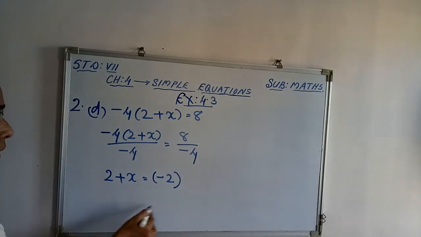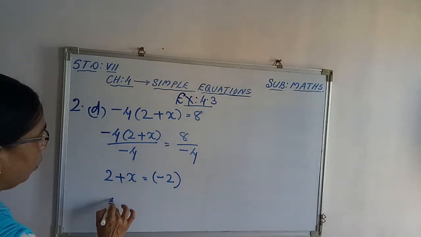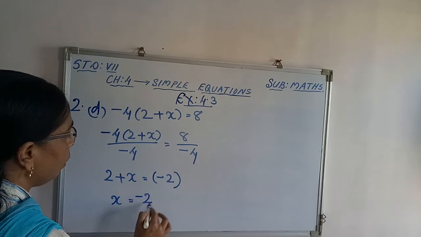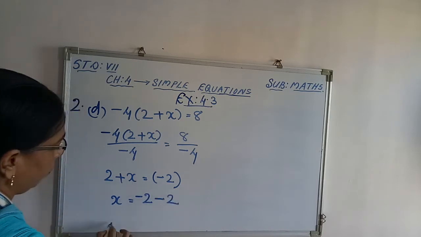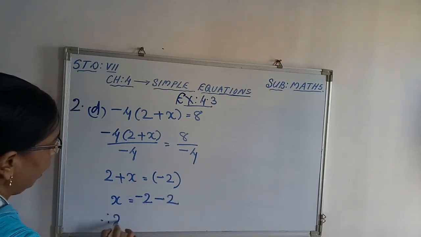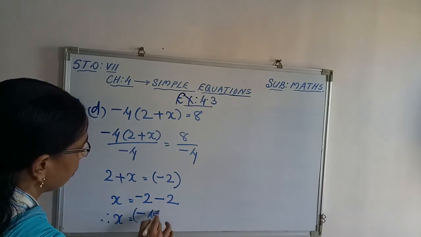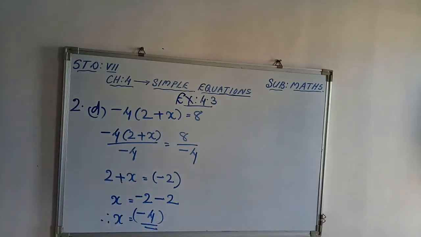Then transposing this plus 2. So x is equal to minus 2 minus 2. Therefore x is equal to minus 4. So what's the answer you are getting? Thus x is equal to minus 4 is the required solution.